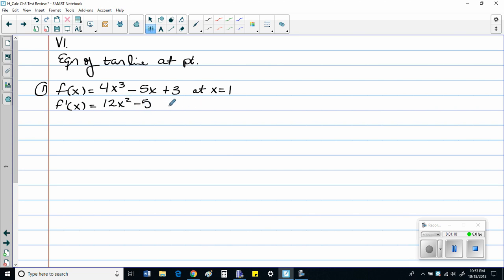Alright, and then all you do is you take this now and plug it into there so you can find the slope. So m equals 12 times 1 squared minus 5. Alright, which is 12, 11, 10, 9, 8, 7. Okay, so that's the slope. Now we need the point. So in order to find the equation of a line, you need a point.